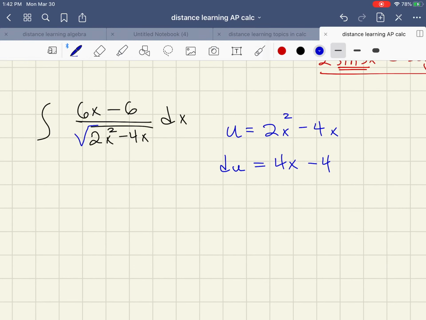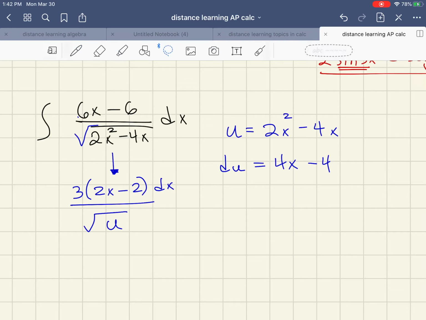However, if I manipulate this the right way, I can make this work. So I have the square root of u. I'm going to factor out a 3 from my 6x minus 6 to get 2x minus 2. I've not changed that. And what I'm going to do is I'm going to add in the number 1. I'm multiplying this by 2 over 2, which is 1. I'm allowed to do that.